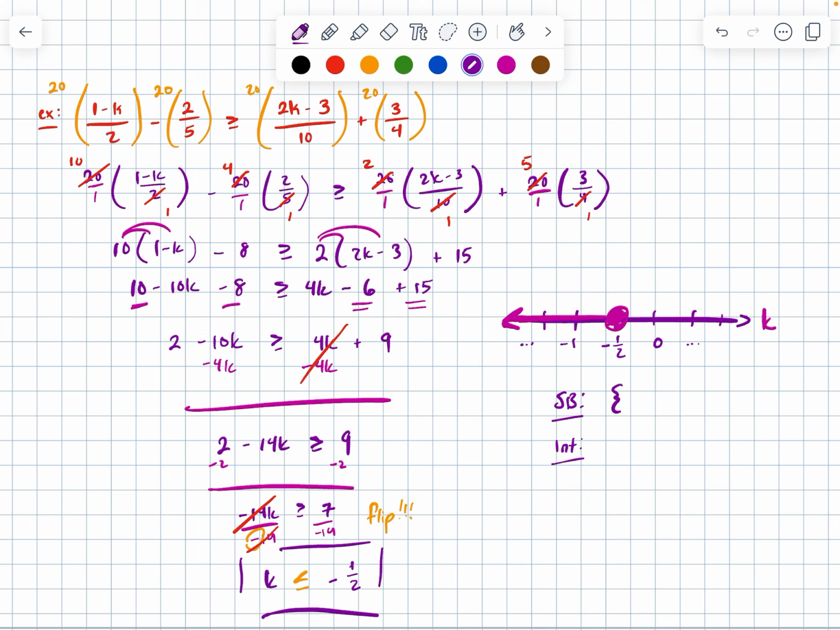Well, for set builder notation, I want the set of all values of k such that k is less than or equal to negative 1/2. Interval notation, on the left I start at negative infinity, go all the way off. On the right I end at negative 1/2. Negative infinity always gets a parentheses, it's never included. Negative 1/2 in this case has a closed circle. It gets a square bracket.